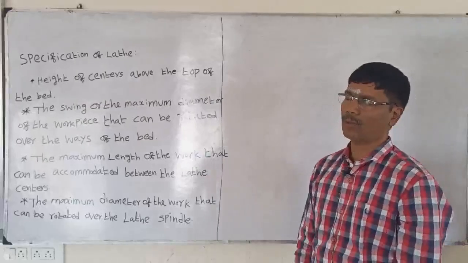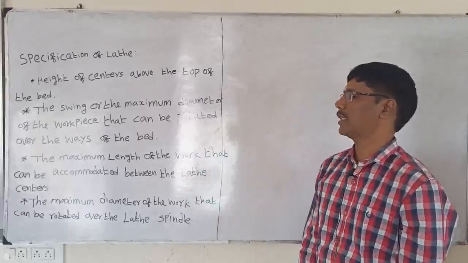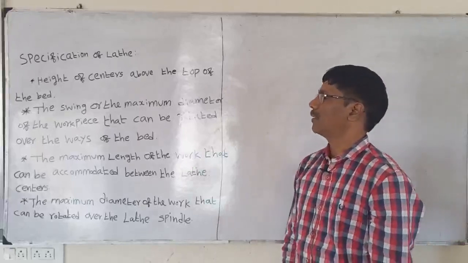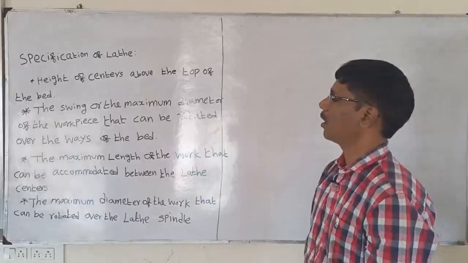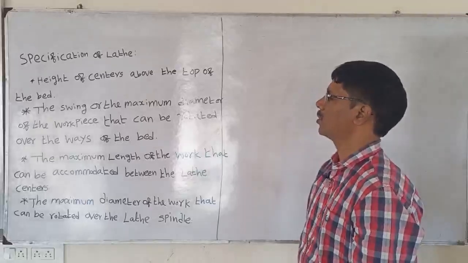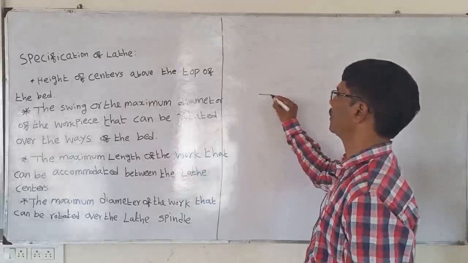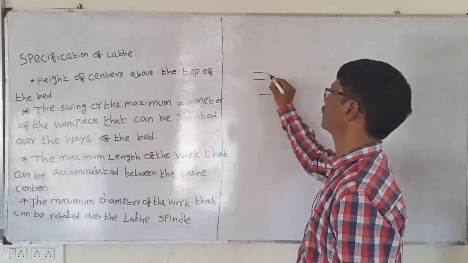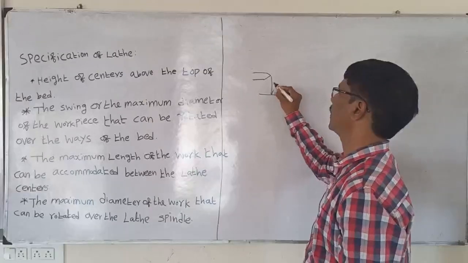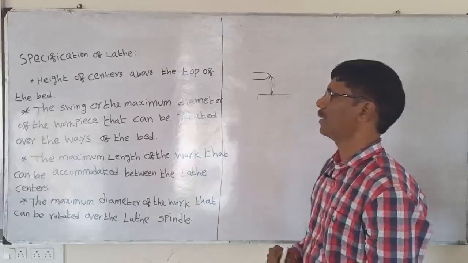We are going to see the specification of lathe. The first one is height of the center above the top of the bed. So we are having the bed portion from that. So this is the height of the center from the top of the bed.